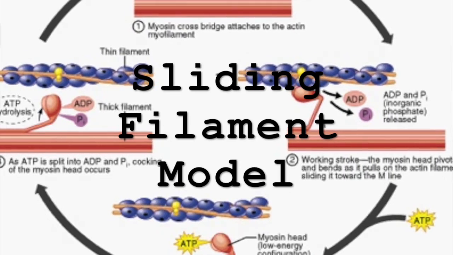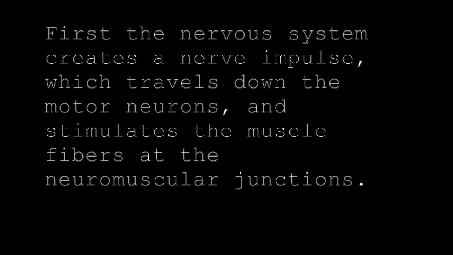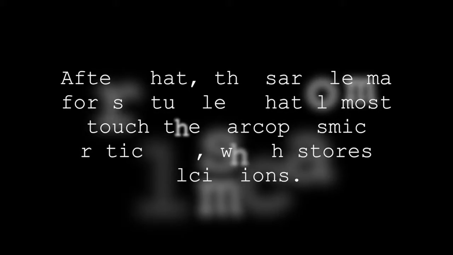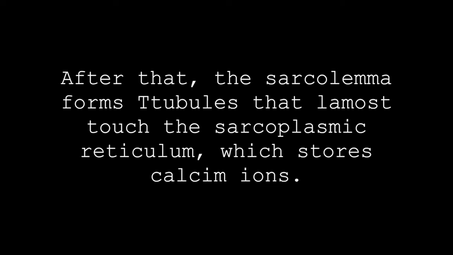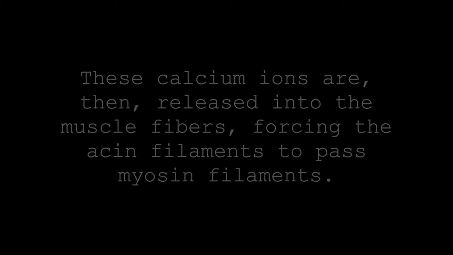Muscle contraction can be described by the sliding filament model. First, the nervous system creates nerve impulses which travel down the motor neurons and stimulate the muscle fibers at the neuromuscular junctions. Next, the synaptic cleft splits the sarcolemma and the axon terminal. After that, the sarcolemma forms T-tubules that almost touch the sarcoplasmic reticulum, where calcium ions are stored. These calcium ions are then released into the muscle fibers, forcing the actin filaments to slide past myosin filaments.